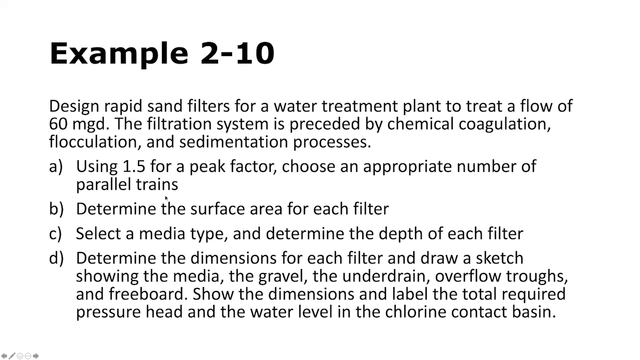and we'll choose an appropriate number of parallel trains based on our backwashing schedule and how many filters we need to have online at a time. Then determine the surface area for each filter, select a media type, determine the depth of each filter, and then determine the dimensions for each filter, and we'll draw a sketch showing the media, the gravel, the underdrain, the overflow troughs, and the freeboard. We'll label the dimensions and show the total required pressure head and the water level in the chlorine contact basin.